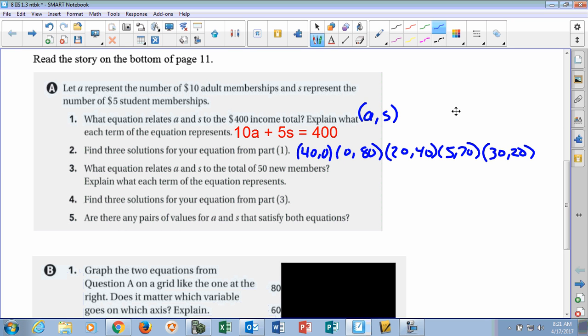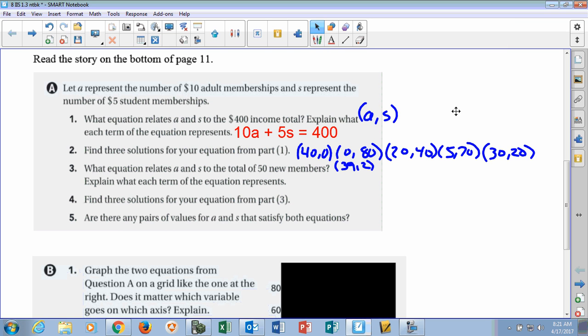39 and 2? That works. I like that. That's thinking outside the box. Because 39 times 10 is 390. 5 times 2 is 10. 390 plus 10 is 400. Did you guys find anything? What about you guys? In the back? So these are points that would fall on that line. And there's many more. Okay?